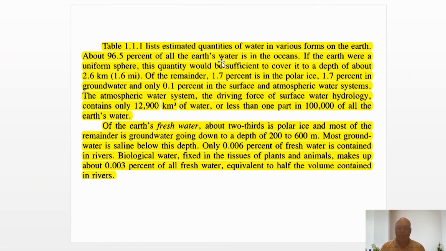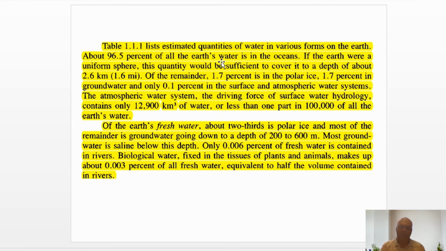If the quantity of... suppose Earth is a uniform shape, so there are no deep gorges or mountains. If it is round, like a ball, and the ocean water is added on the Earth's surface, then the depth of water becomes 2.6 kilometers. So the ocean water is sufficient to cover Earth to a depth of 2.6 kilometers.